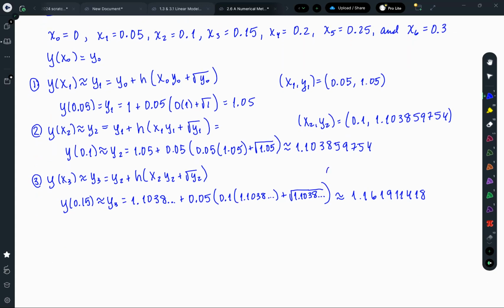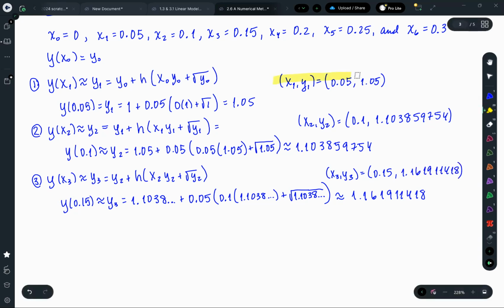And so then I can say that x3, y3 is equal to 0.15, comma, 1.1619111418. Okay, so these are my steps along the way that I'm getting. They're just kind of my reference points so that when I do the next calculation, I can quickly see what the values are that I need.